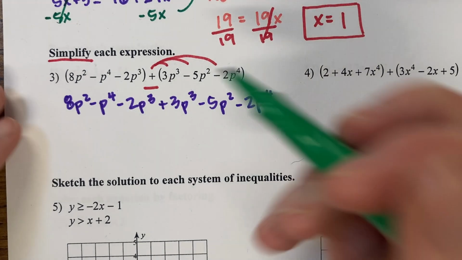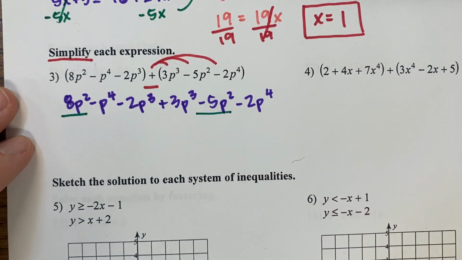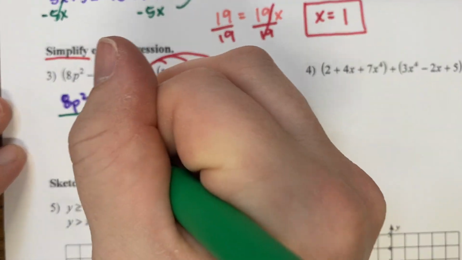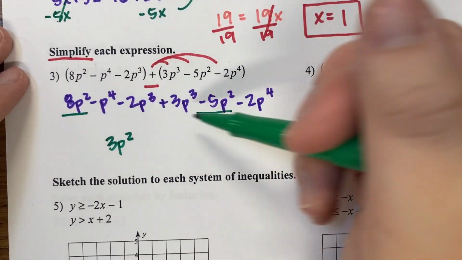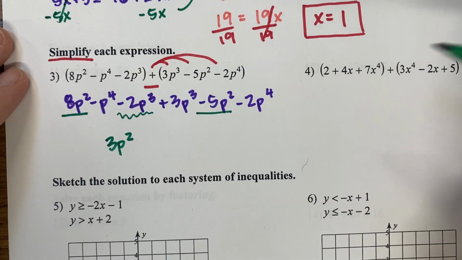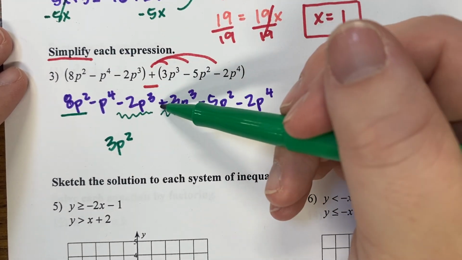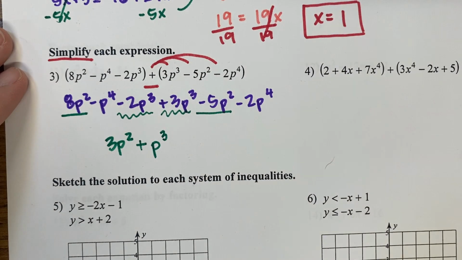Okay, so first one I see is p squared, so I have 8p squared. I can only combine that with another p squared, which there we go. So 8p squared minus 5p squared is going to give me positive 3p squared. Okay, then I'm just going to go in what we call descending order. I'll go to cubes next. Okay, so I have negative 2p cubed, and I can combine it with my other p cubed. Negative 2p cubed plus 3p cubed is going to give me positive 1p cubed. Remember, we don't have to write that 1 in front. We always can just assume that there's a 1 there.